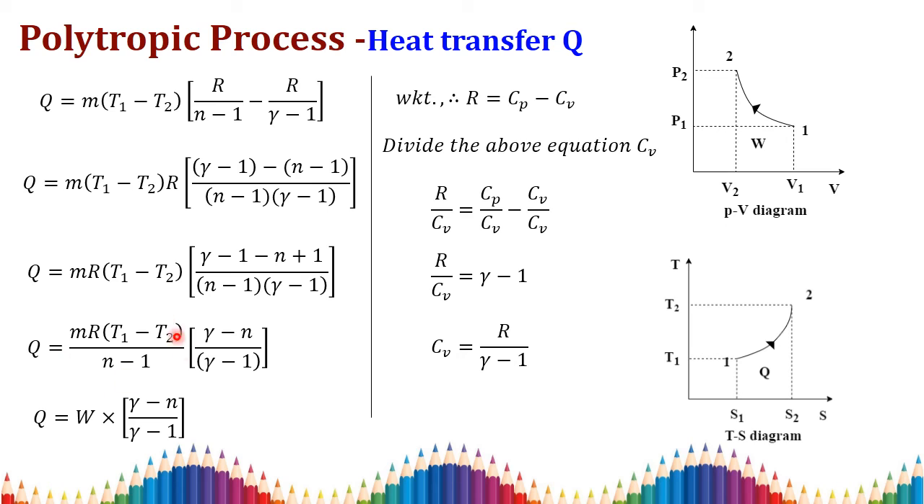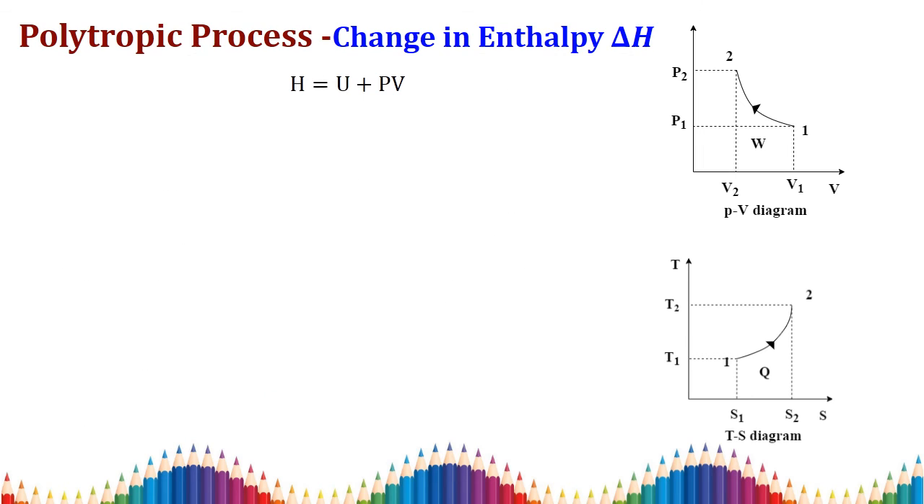What is this one? This one is your work done. As we found, that is P1 V1 minus P2 V2 divided by n minus 1. So this is your work done for your polytropic process. So we can write heat transfer equal to work done into gamma minus n by gamma minus 1. Again we are going to find it out.